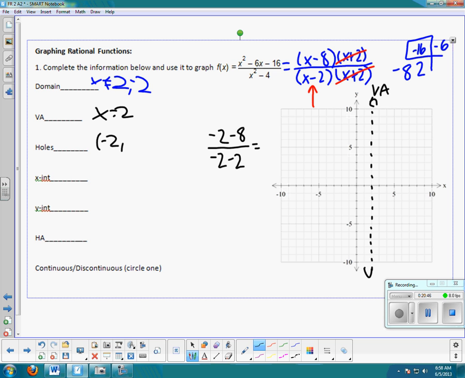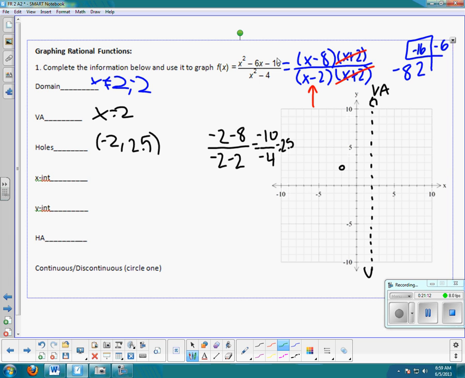If I take -2 minus 8, I get -10. -2 minus 2 is -4. And if I divide these, I get 2.5. That is where my hole is, at -2, 2.5. So I'm going to go over to -2, and I'm going to go up to 2.5, and I'm going to put a hole.